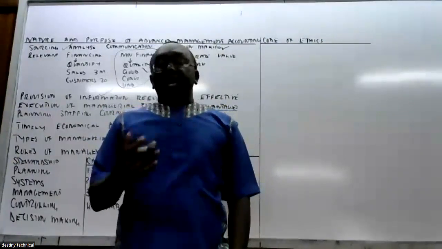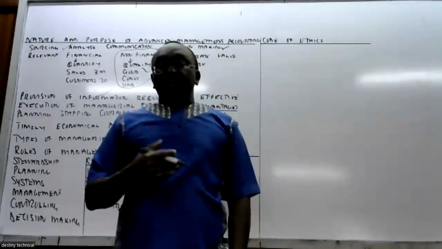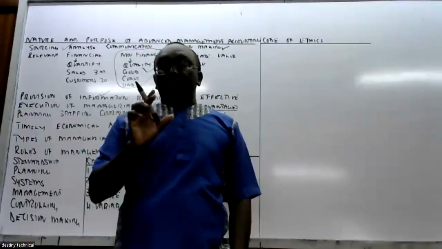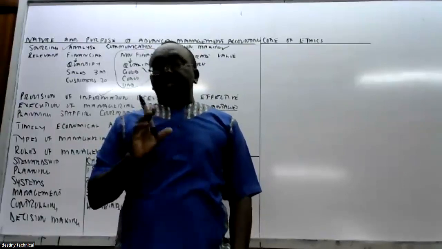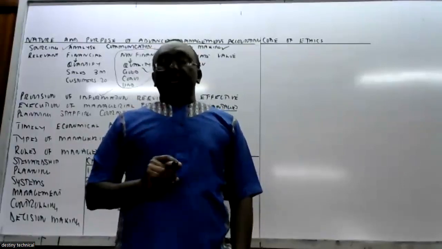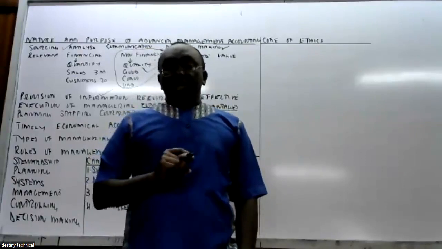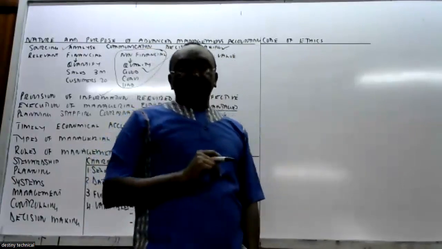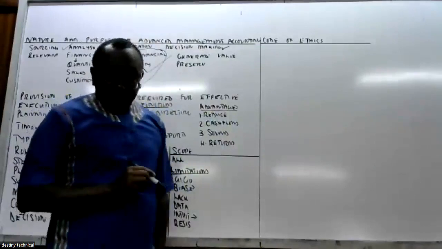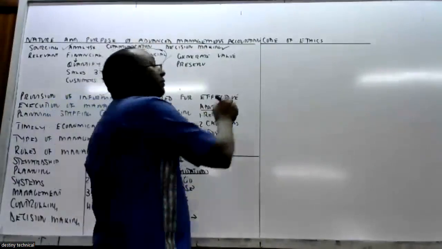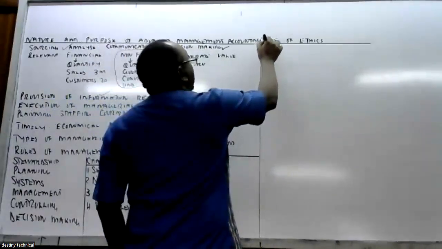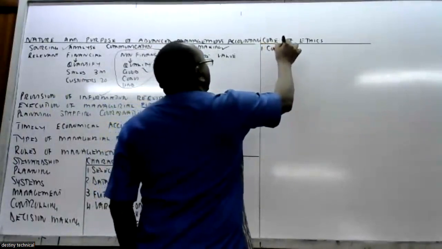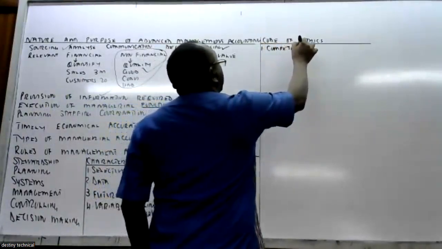And you'll find that even where you work, in many organizations, we have a booklet, we have a code of ethics, we have the terms and conditions that you must be able to follow even as you remain there. Now, for us, as management accountants, we have four codes of ethics. One of them is competence.